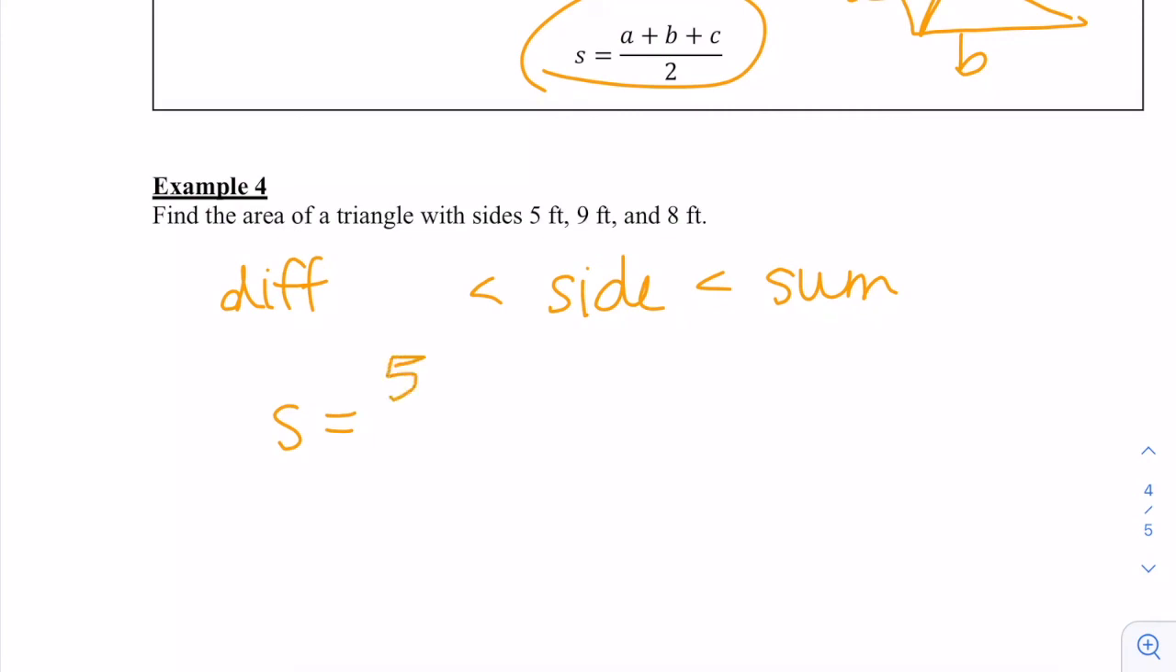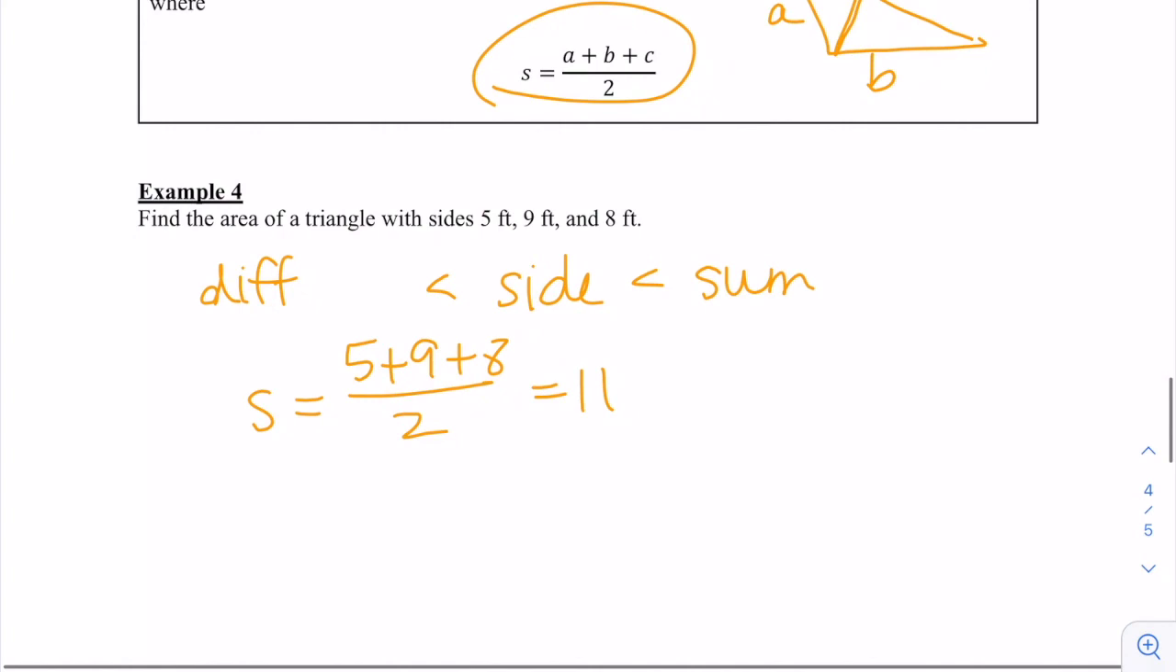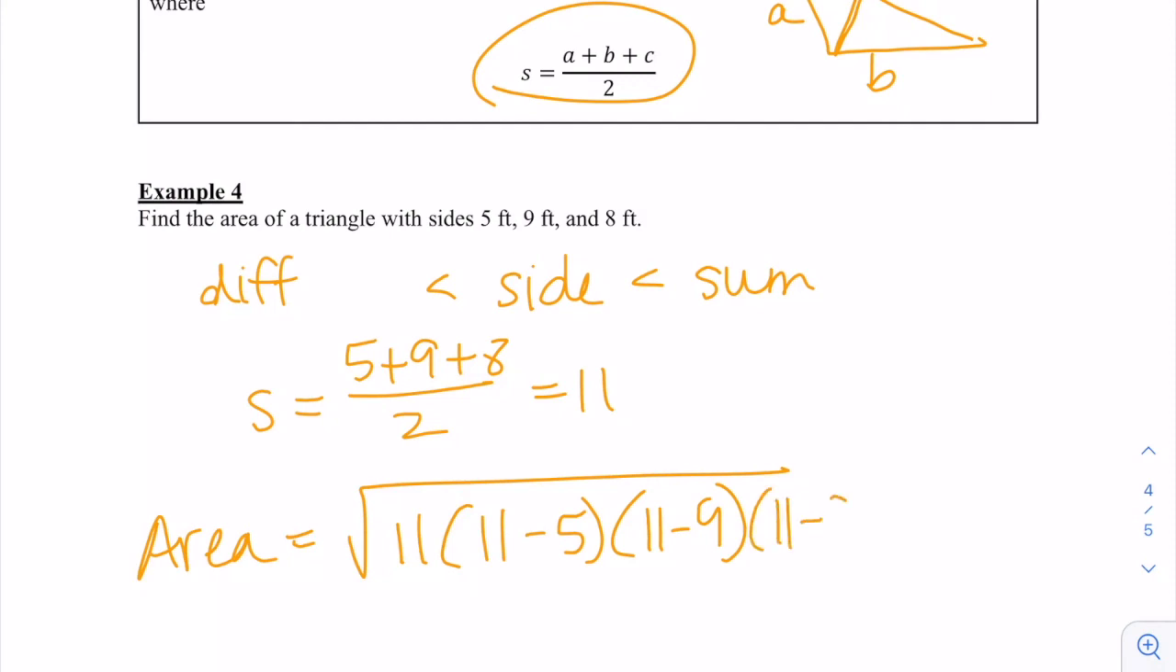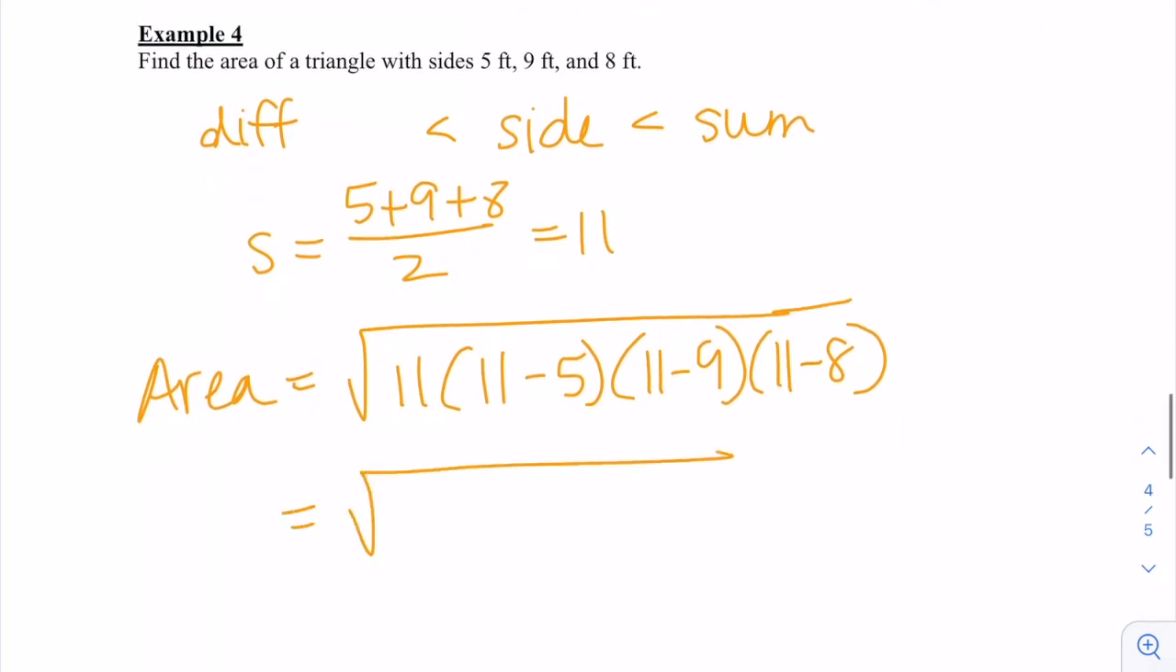So S in this instance will be, let me write this a little bit neater, 5 plus 9 plus 8 over 2, and that's 11. All right, so when we multiply those out, we're going to put this under the square root for the area. So the area is going to be 11, and then we essentially take the difference from each side. So 11 minus 5, 11 minus 9, 11 minus 8. And so when we find those out, this will be the square root of 11 times 6 times 2 times 3.